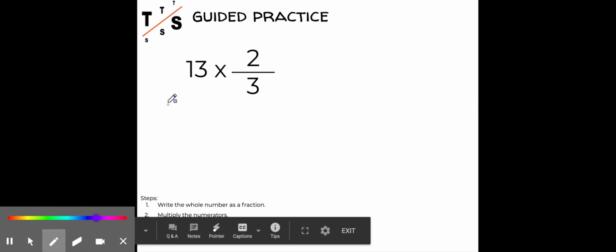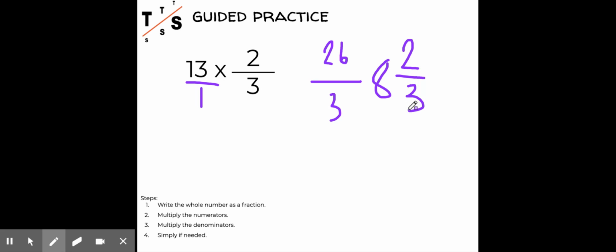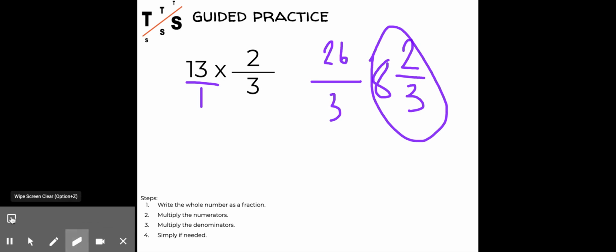All right, let's try this one. I'm going to make the whole number a fraction. Multiply across. 13 times 2 is 26. 1 times 3 is 3. How many times can 3 go into 26? Well, 3 times 8 is 24. 3 times 9 is 27, so I know I can't use that one. 3 times 8 is 24. 26 minus 24 is 2, and I keep the same denominator. So my answer is 8 and 2/3.